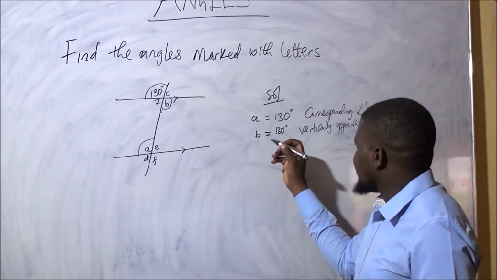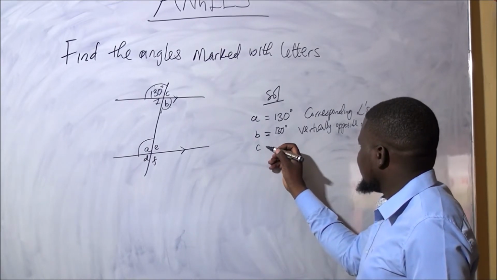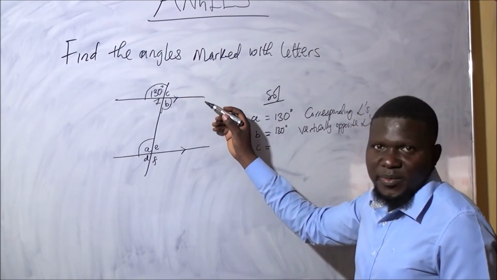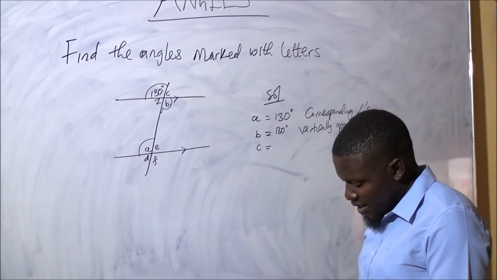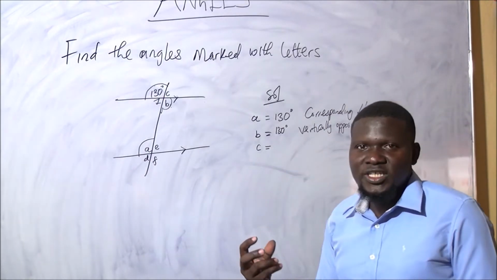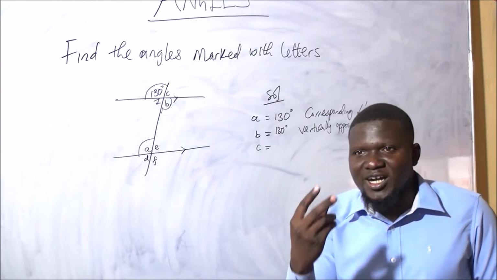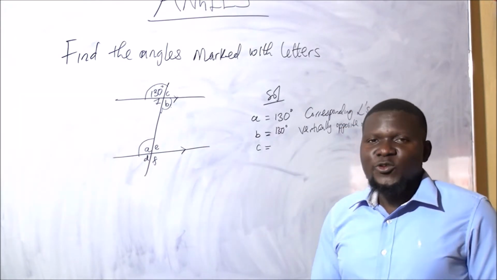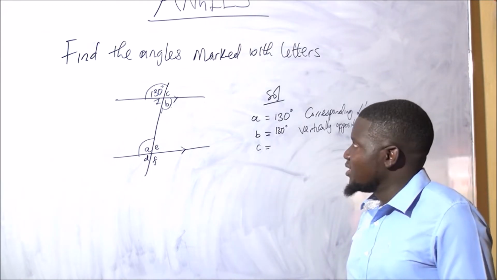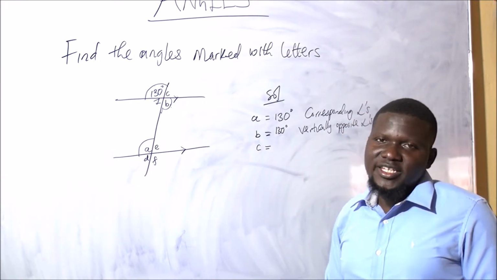Let's look at C. Now, looking at C here, this is a straight line, remember? And from talking about a supplementary angle, we said a supplementary angle is a situation where we have two angles summing up together to form 180 degrees. Those two angles make 180 degrees.